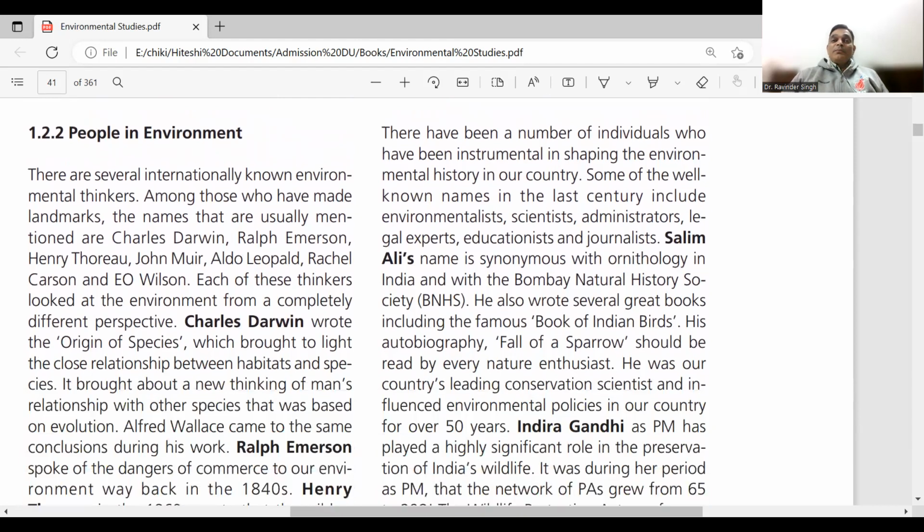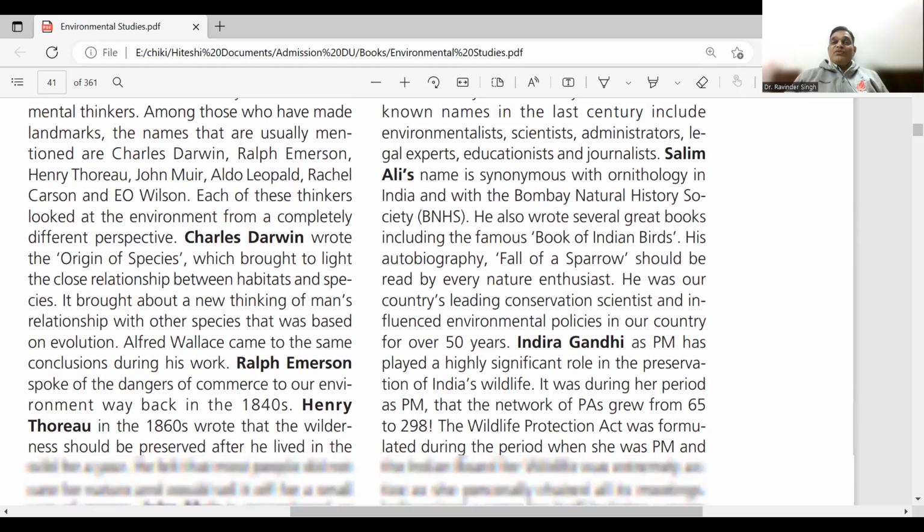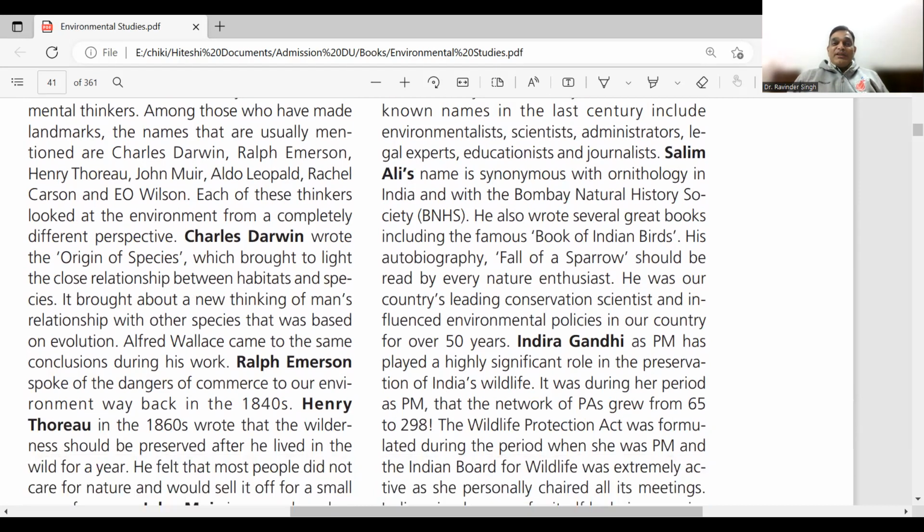There have been a number of individuals who have been instrumental in shaping the environmental history in our country. Some of the well known names in the last century include environmentalists, scientists, administrators, legal experts, educationalists, and journalists. Salim Ali's name is synonymous with ornithology in India and with the Bombay Natural History Society (BNHS). He also wrote several great books, including the famous Book of Indian Birds.